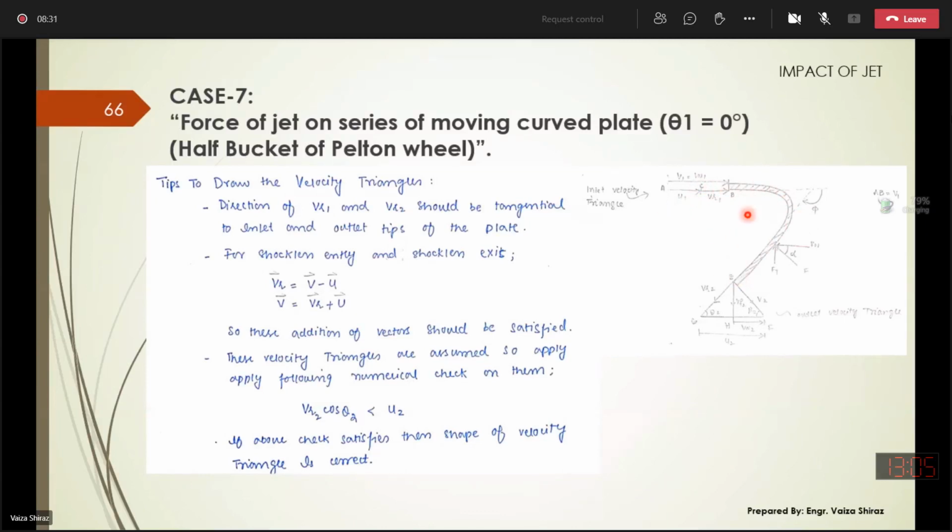Now what are the known data? You know the velocity of the jet, that is v1, वो आपको known है. Also you know the velocity of the plate, u1. ठीक है, inlet और outlet tip पे जो velocity है plate की वो आपको known है, and also you know the velocity with which the jet is entering. So v1 is also known to you. Now velocity is a vector quantity. It will have a certain direction and magnitude.